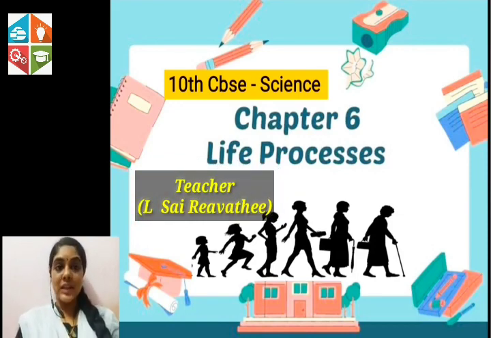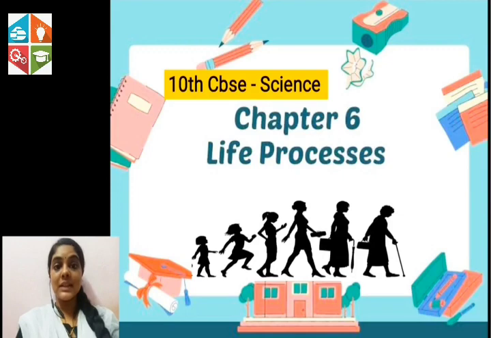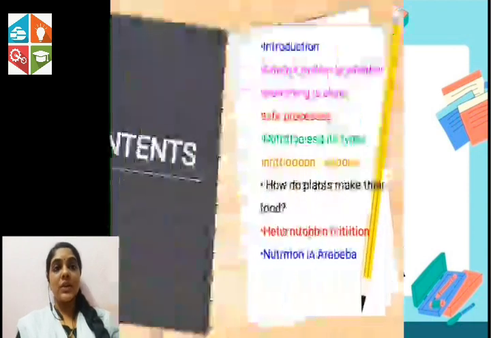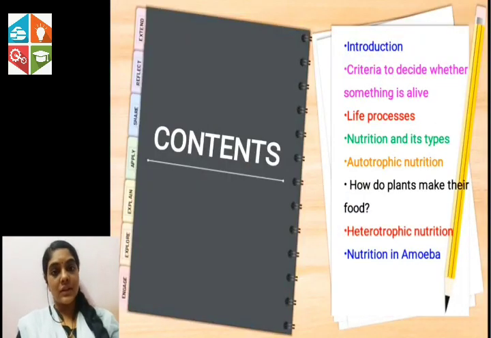So in today's video, we'll be looking into 10th CBSE Science chapter number 6, Life Processes. Before going into the video, let us see what we are going to learn in this video: introduction, criteria to decide whether something is alive, what are life processes, what is nutrition and its types, autotrophic nutrition, how do plants make their own food, heterotrophic nutrition, and nutrition in amoeba.